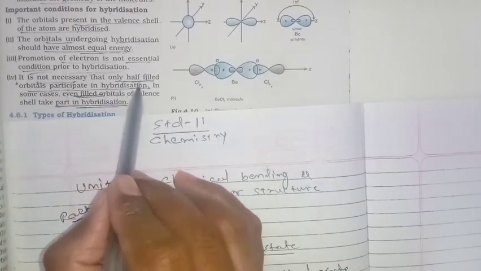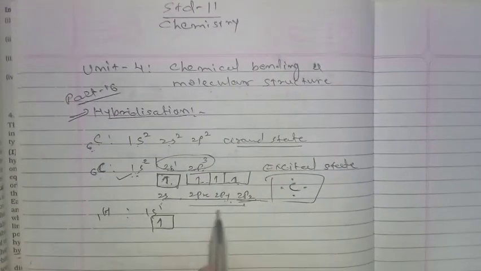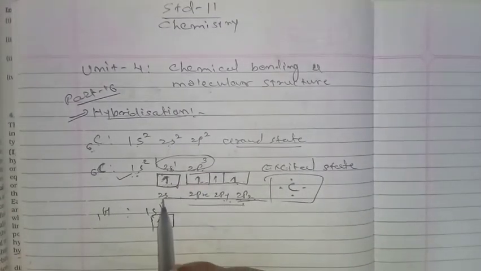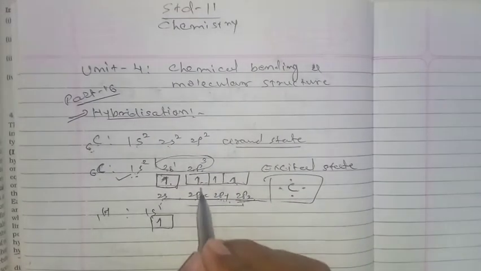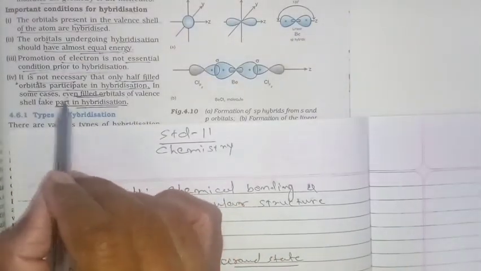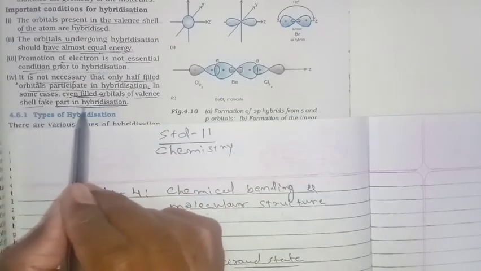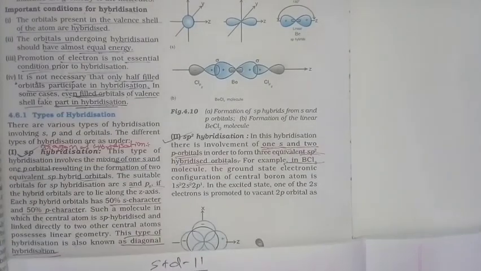And the fourth condition is that it is not necessary that only half filled orbitals participate in hybridization. That means here in this case 2s, 2px, 2py and 2pz have unpaired electrons and they participate in the hybridization. But in some cases even filled orbitals of the valence shell take part in hybridization. Now let's see the different types of hybridization.